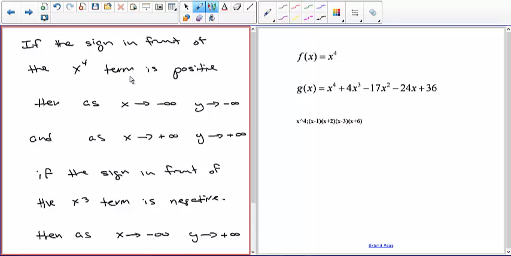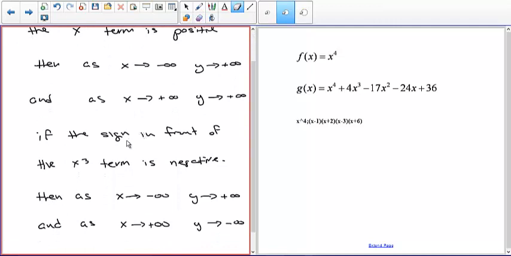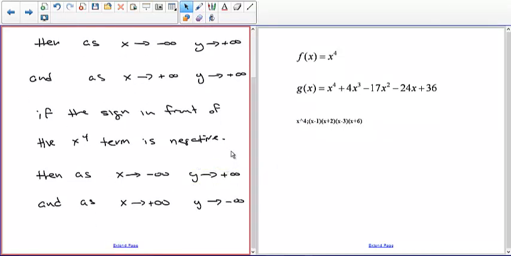So if the sign in front of the x to the 4th term is positive, like over here, then as x goes to negative infinity, y goes to positive infinity. And as x goes to positive infinity, y goes to positive infinity. If the sign in front of the x to the 4th term is negative, then they both go the same direction, which in this case is negative infinity. They point downward. So whether you're going to negative infinity or positive infinity in the x direction, the y behavior ultimately is pointing down. So this is like point up, this is point down.